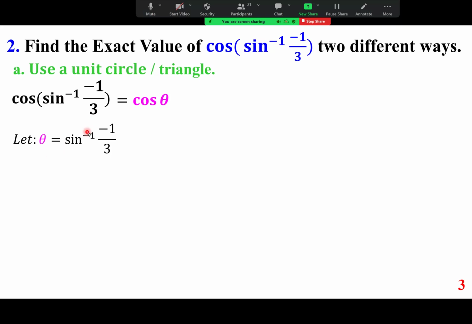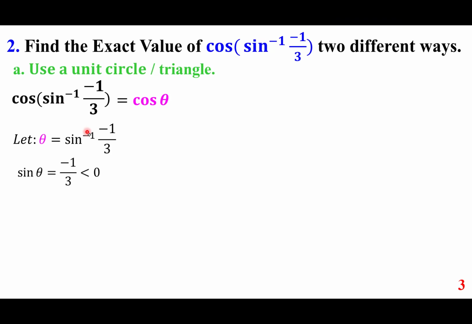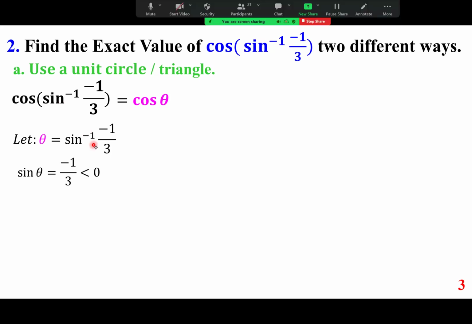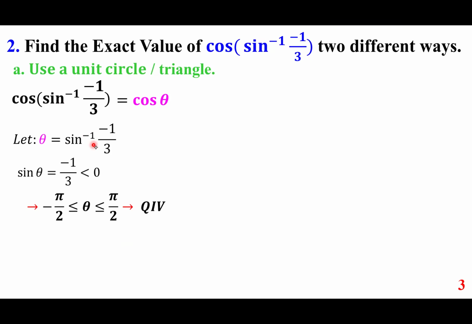So according to this, sine theta must be -1/3. And we know sine is y over r. Sine is negative in the fourth quadrant. We're talking about the inverse. Remember, for the sine, the limitation is from -π/2 to π/2. That puts it in the fourth quadrant. And this is y over r. Y is negative in the fourth quadrant.